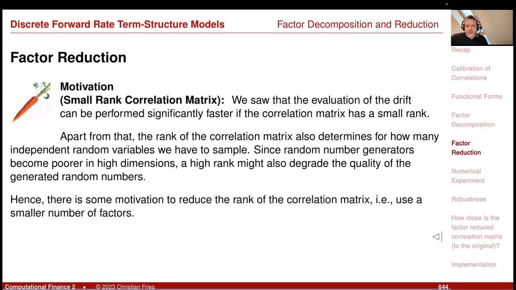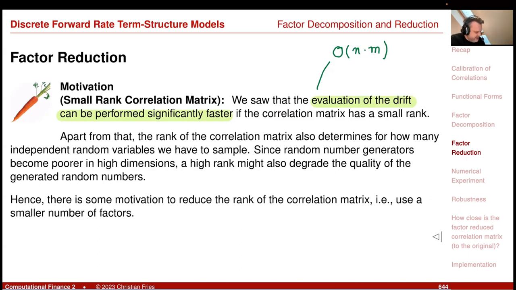We already had a reason to reduce the number of factors, and one reason given was the evaluation of the drift. The evaluation of the drift can be performed much faster if we have a low number of factors. The evaluation of the drift is order n times m. So instead of using n factors, where we get n squared, with m factors I get n times m. If I reduce from 40 factors for 40 interest rates to say 5 factors, I get an improvement by a factor of 8, which is a big improvement in performance.